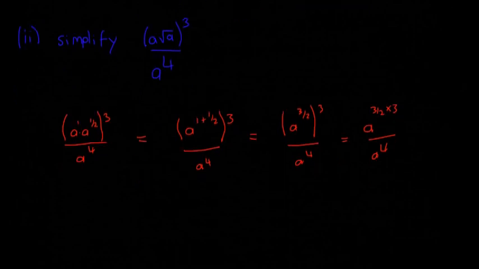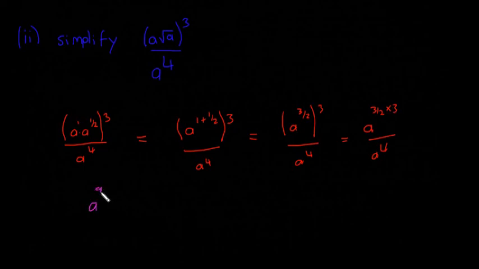I'm going to scroll down a little bit and change colour again. So a to the power of 3 over 2 times 3 is going to be a to the power of 9 over 2, divided by a to the power of 4. And now this is the second rule. It's going to be a to the power of 9 over 2 minus 4. When they're dividing, you take the powers away from each other. And that should say 9, not 8. Then a to the power of 9 over 2 minus 4 is just equal to a to the power of a half, or the square root of a. So whichever one they want the answer as.